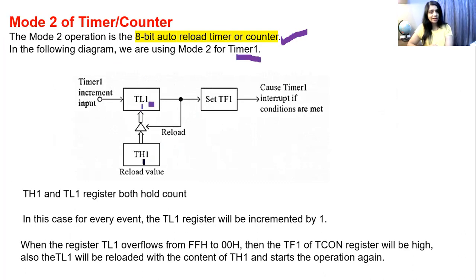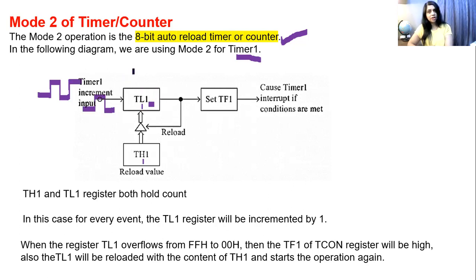The diagram is slightly different. The TH1 and TL1 registers both hold the count. That means if here I am entering 35, here also I have to enter 35. If the count is 00 here, here also it is 00. So both will hold the count. In this case, for every event, the TL register will increment by 1. After every clock applied to TL1, TL1 will increment by 1.